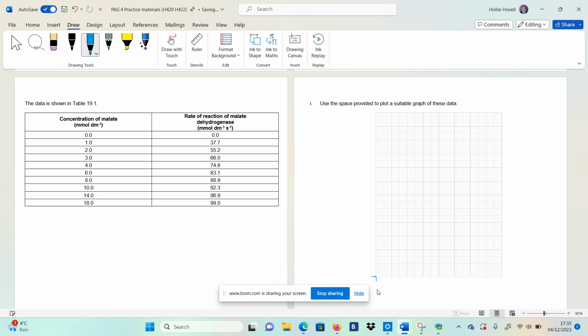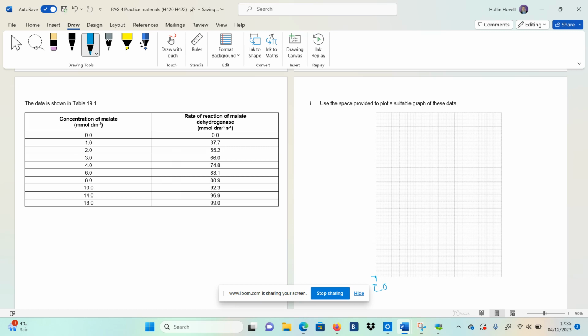Now the first rule of graph drawing is that you have to use, I don't know why it won't let me draw there. Is it too close? There you go. I'll put an arrow there. So we need 0 on that corner, and the first rule is that your graph has to use at least half of the graph paper. So just be careful when you're thinking about your scales.